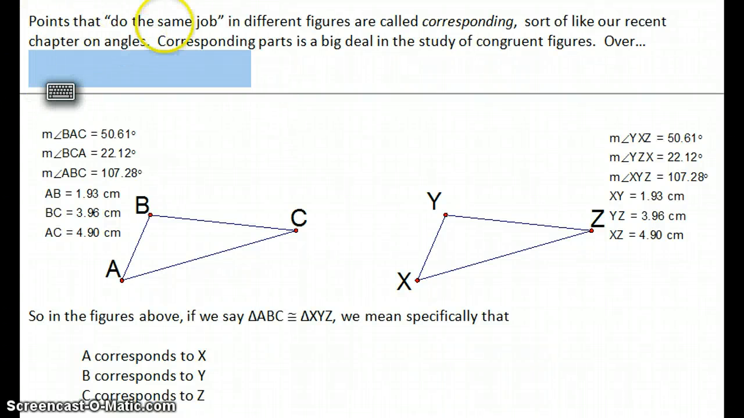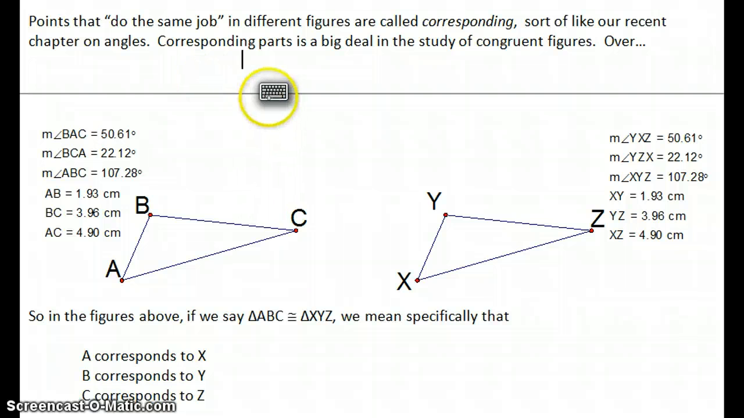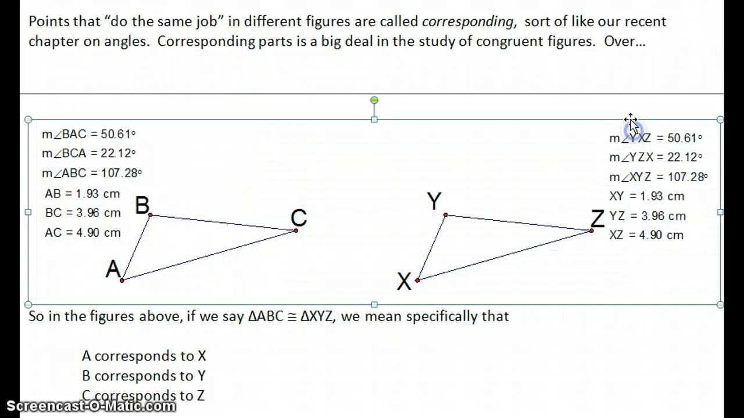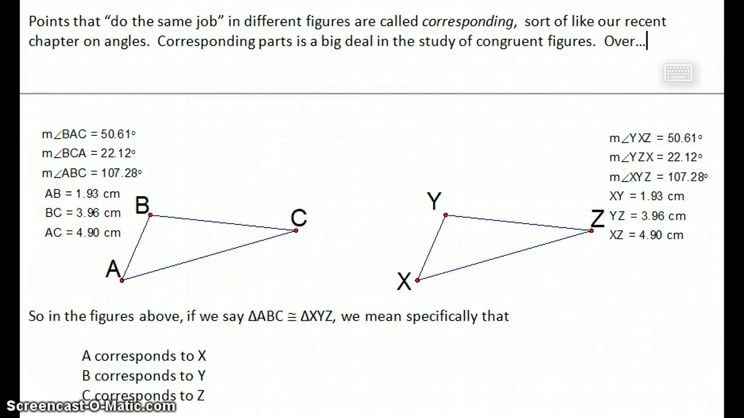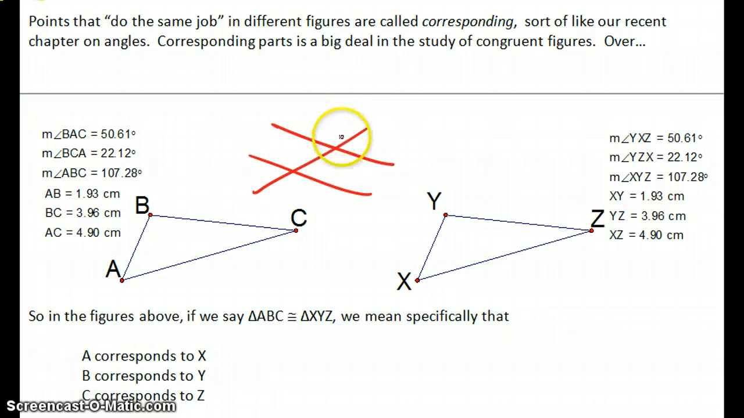Here's the way I say it a little better. Points that do the same job in different figures are called corresponding points. Sort of like our recent chapter on angles. We had corresponding angles, which are angles like this and this. They kind of did the same job at two different places. And when those lines were parallel, those angles actually turned out to have the same measure.